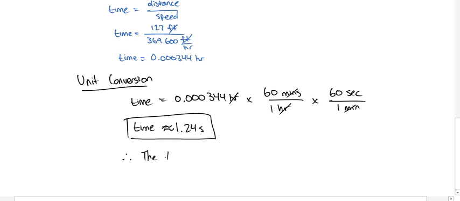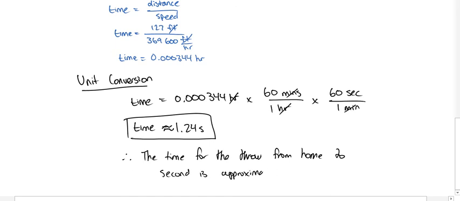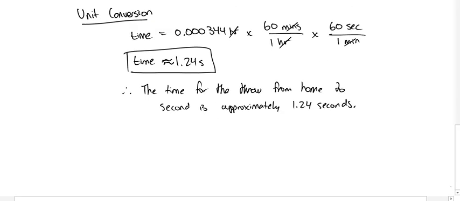Therefore, the time for the throw from home to second is approximately 1.24 seconds. So now I've solved the problem. I've summarized or stated my solution.